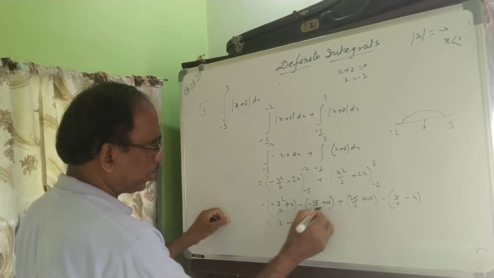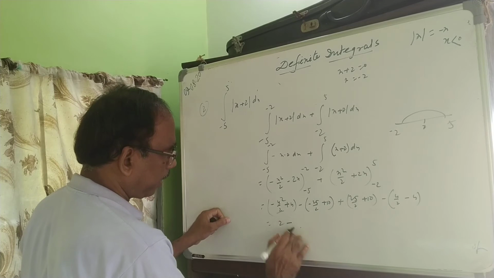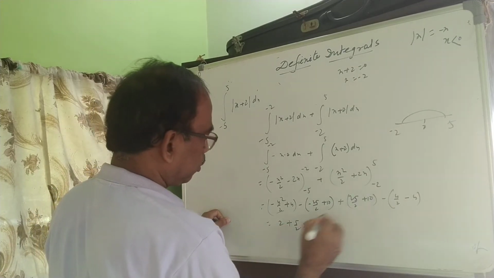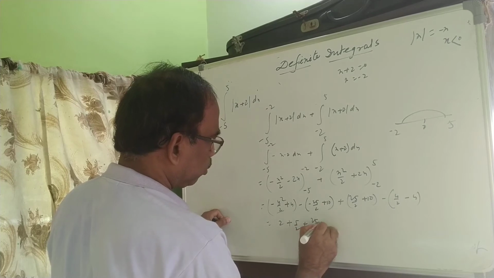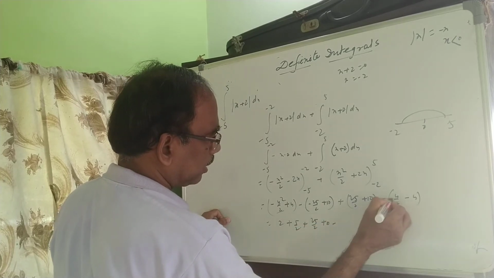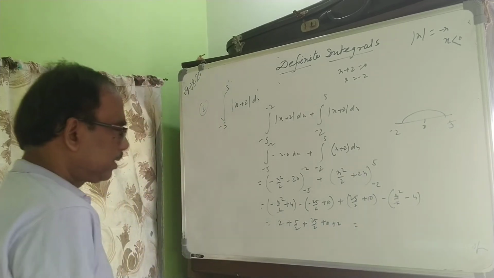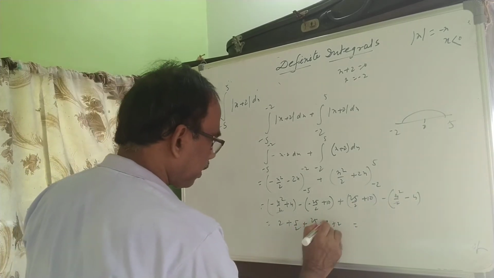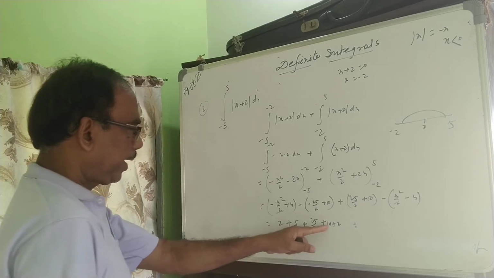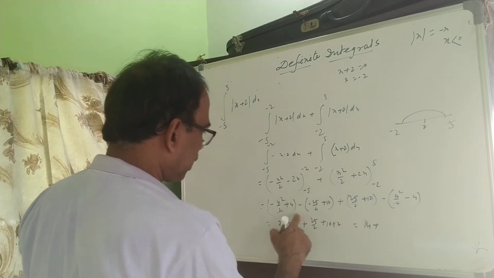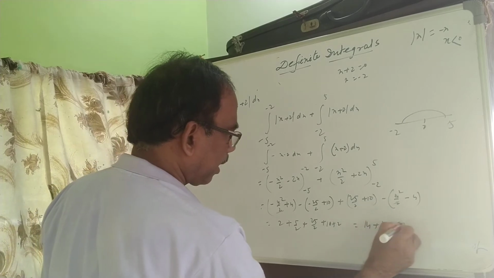minus 25 plus 20, that is minus 5 by 2, that is plus 5 by 2, plus 25 by 2 plus 10. This is cancelled, that is minus 2, that is plus 2. So answer is, this is 20 by 10, 10, 14 plus 30 by 2 means 15. Answer is 29.